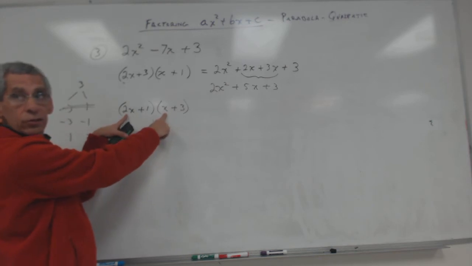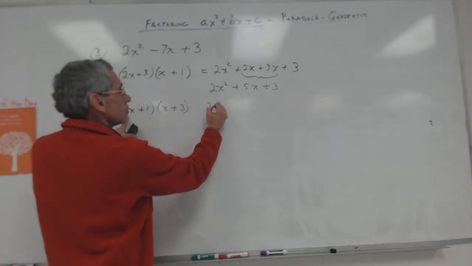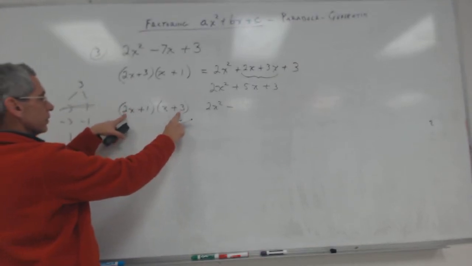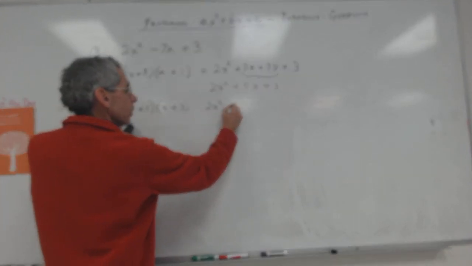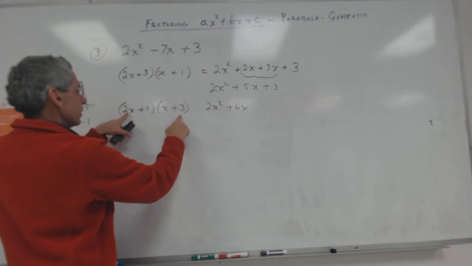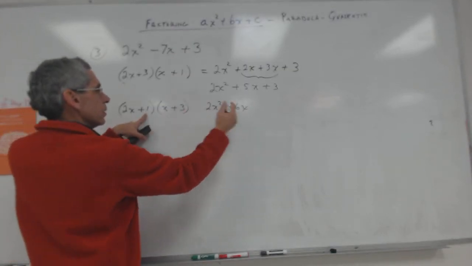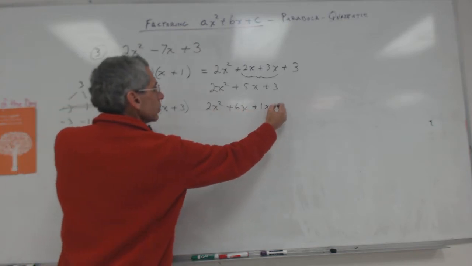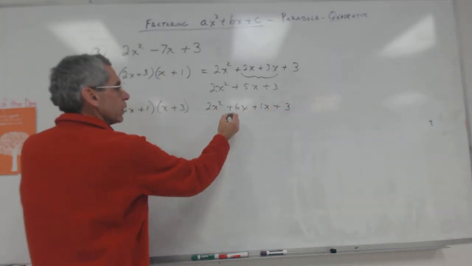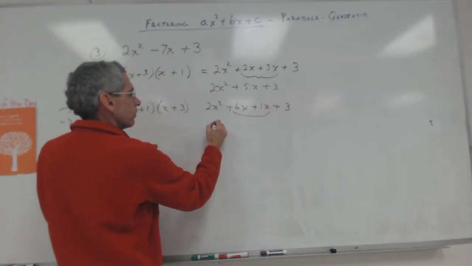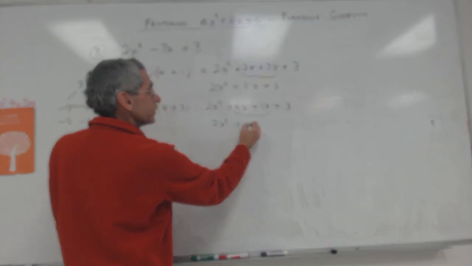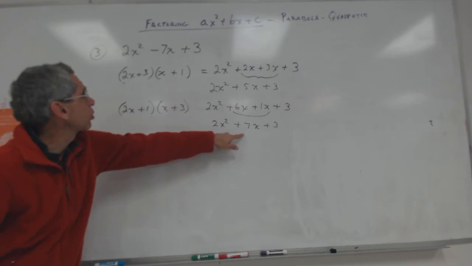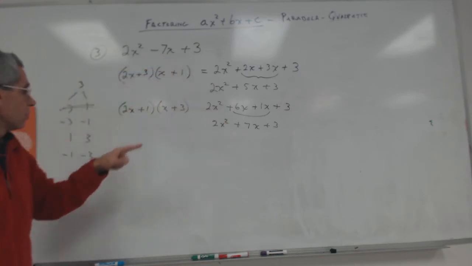We still get the 2x squared, right? 2x squared. Then outside, 6x, right? Yes. Plus 6x. And then inside, plus 1x. Last, plus 3. Okay, we can combine these two. So we have 2x squared, plus 7x plus 3. Oh, shoot. It is so close. So it's -1, -3.